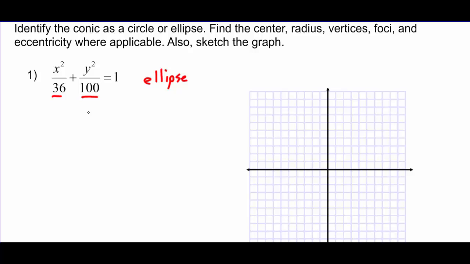I know that this term right here has to be a squared, so that means that a is going to equal 10. This term right here, 36, has to be b squared. And again, the only reason I know which one is a and which one is b is based solely on the fact that a is larger than b. So a is 10, b is 6. The center, well, there's no move from the origin, so we're just at 0, 0. I said the vertex, I meant the origin, of course. And the radius wouldn't apply. We'll deal with foci. We can deal with eccentricity at the end as well.